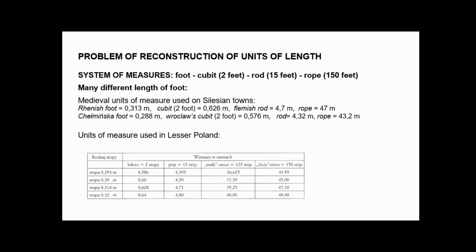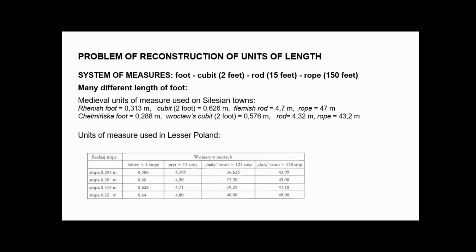Another problem with reconstruction of units of length is that maybe we know something from written sources about the system of measurements, but we know that there were a few of them. In Silesian towns, historians of urbanism said that there were 2 foot standards: the Rhenish one, which is about 0.31 meters, and the Chełmno foot, 0.28 meters.